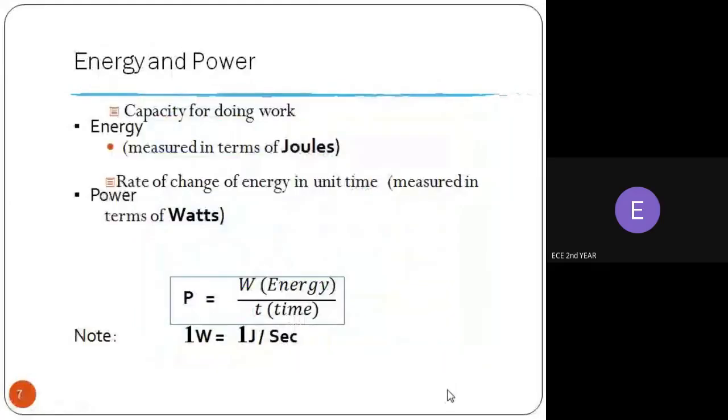And energy and power. Before defining the energy, we'll get into power. Power can be defined as voltage into current, and this power is measured in watts. And energy can be defined as power into time, which is measured in joules.